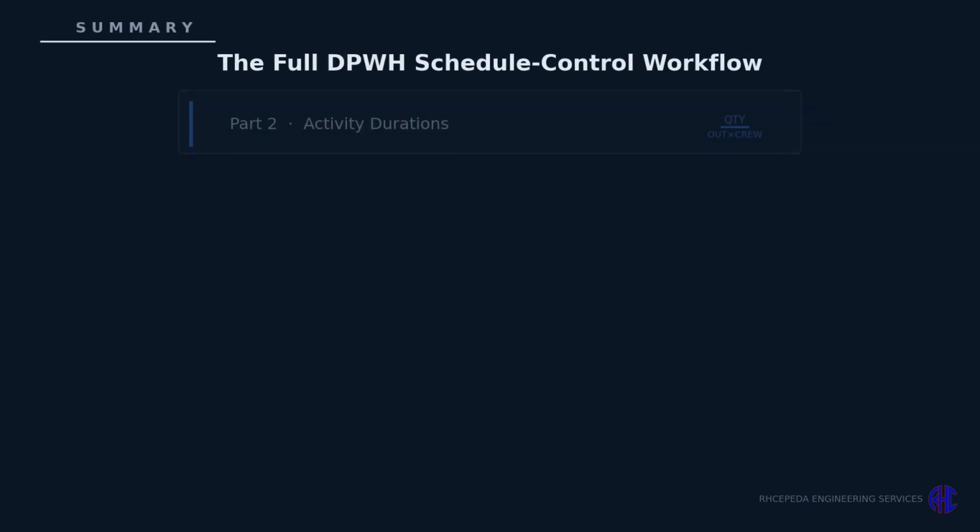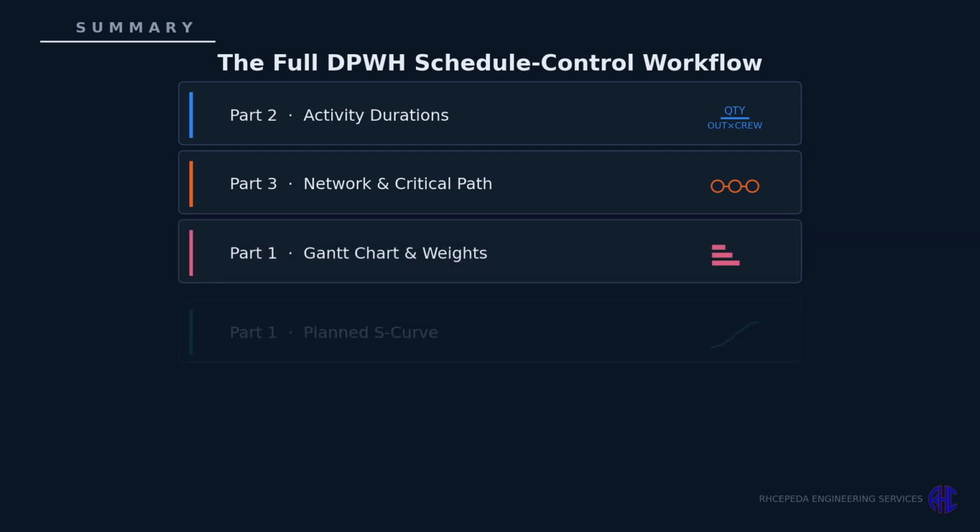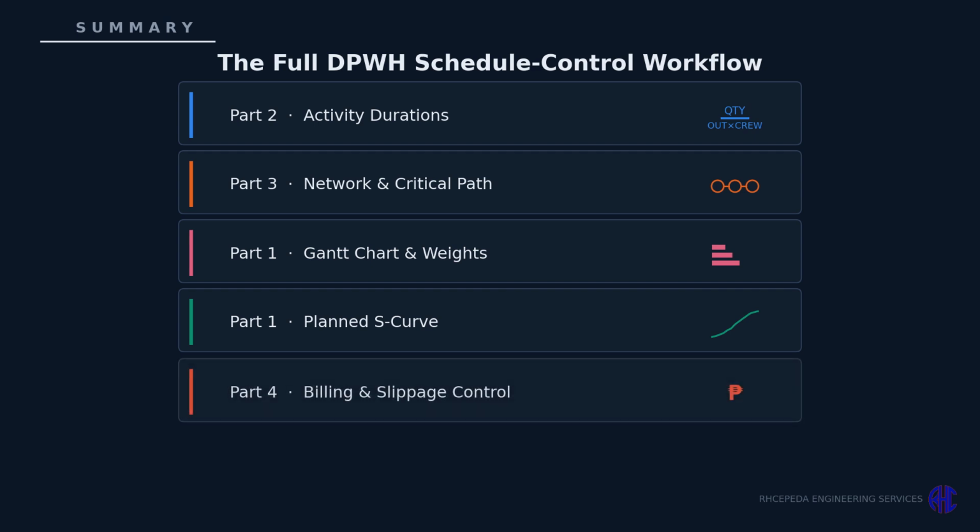Let's put the series together. Part 2 gave us durations. Part 3 built those into a network and found the critical path. Part 1 turned that into a Gantt chart, weighted it, and accumulated it into the planned S-curve. Today, the SWA measures real progress against that curve, drives progress billing, and flags slippage before it becomes a crisis. Four videos, one complete DPWH project control workflow.